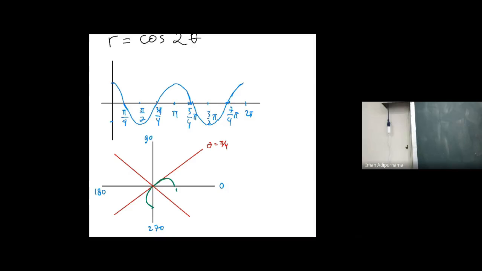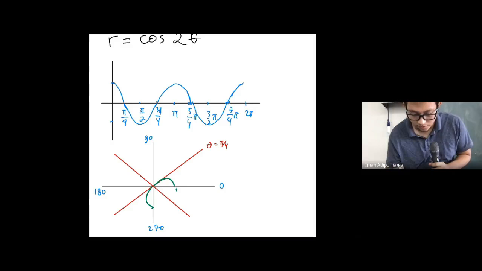Okay, next one. From pi over 2 to 3 over 4 pi. From -1 to 0. So it should be from here until here. If all positive, it should be here, right? But because it's not, we have to transform and mirror the curve to here. Okay. So the next one is this.